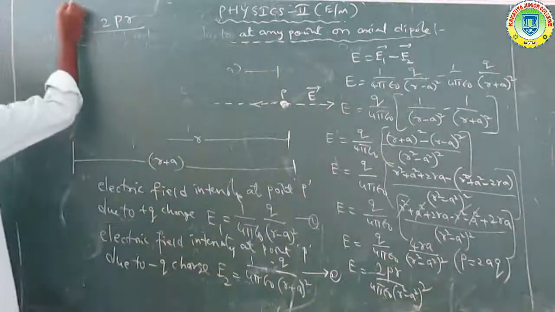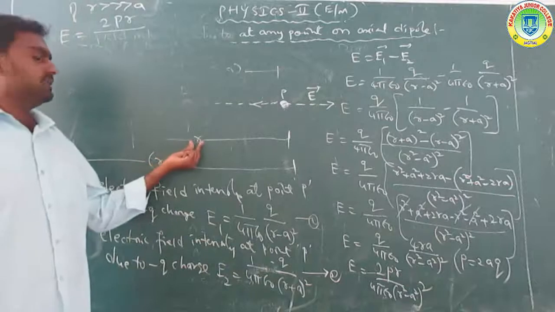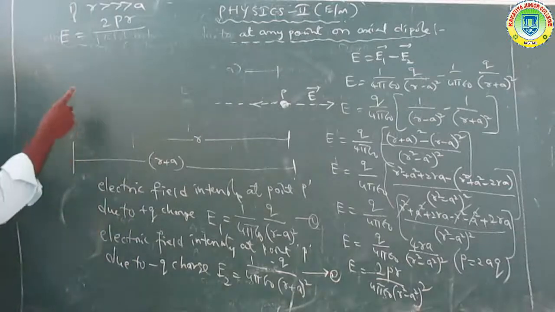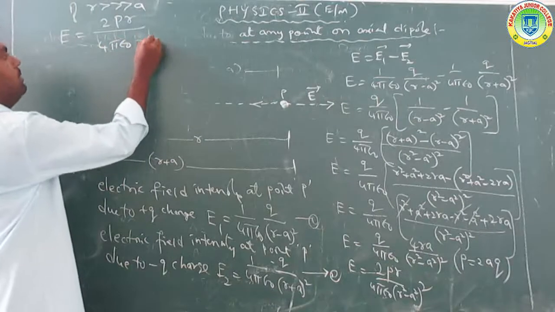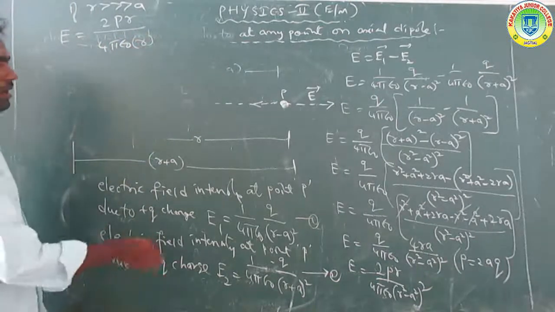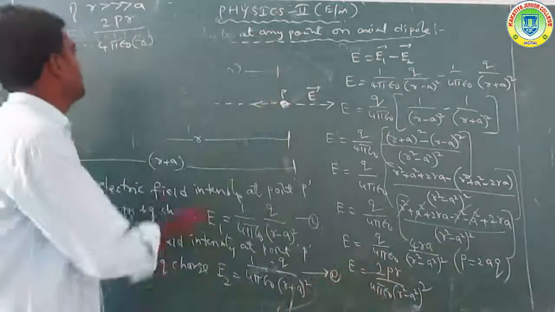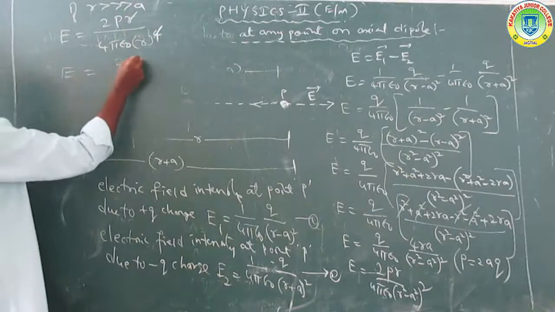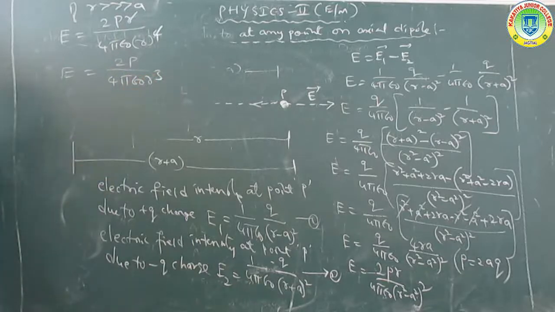If the condition is taken, R is greater than A. Here, consider that R is much greater than A. So the remaining equation is 4 pi epsilon R square whole to the power of square. So R square is taken here, and in this equation R square plus A square becomes R to the power of 4, R cancels. So the remaining equation is E equal to 2P by 4 pi epsilon into R to the power of cube.